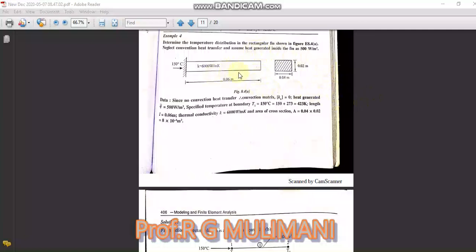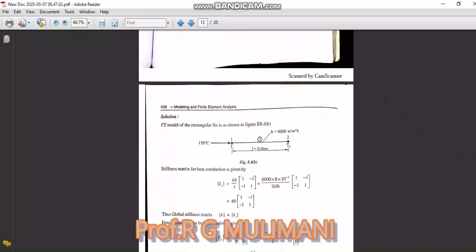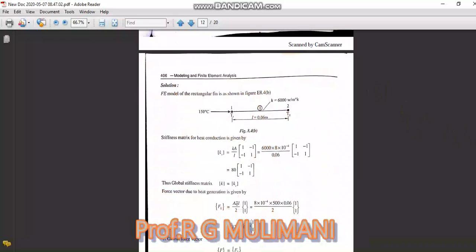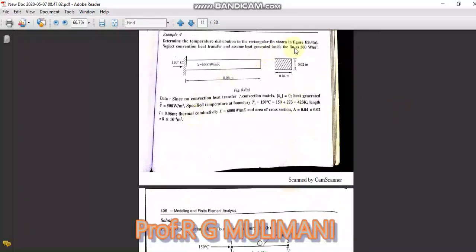Okay, as there is no heat transfer from convection, you only need to find heat transfer due to conduction. As you know, for heat transfer due to conduction, you are using AK by L, times the matrix 1 minus 1, minus 1 1. Okay, is the K value given or not? K value is 6000 watt per meter Kelvin, and the area you can calculate from the width and height of this cross section, 0.04 meters into 0.082 meters. Multiplying these two dimensions you will get the area of the element, and L is the length of the element.